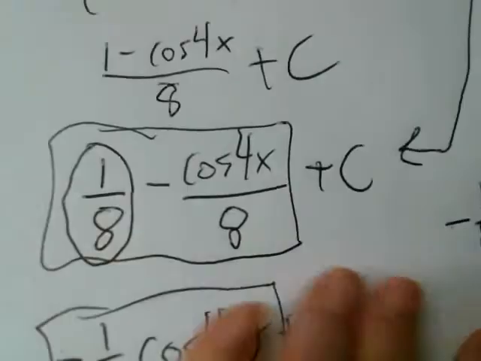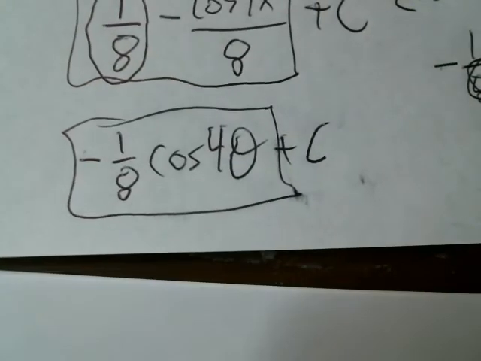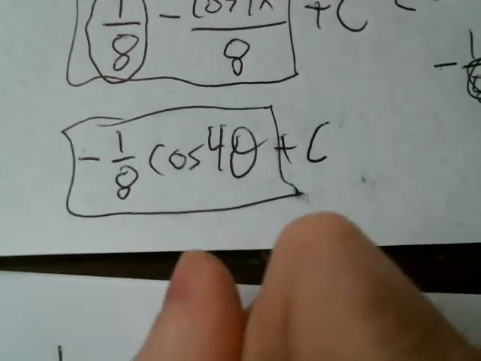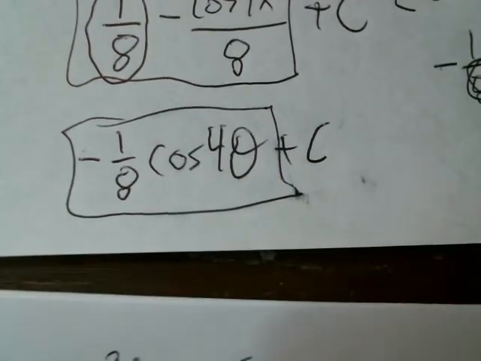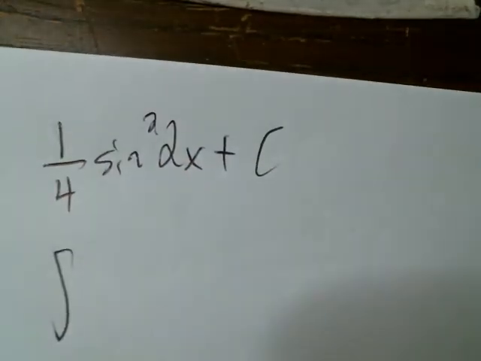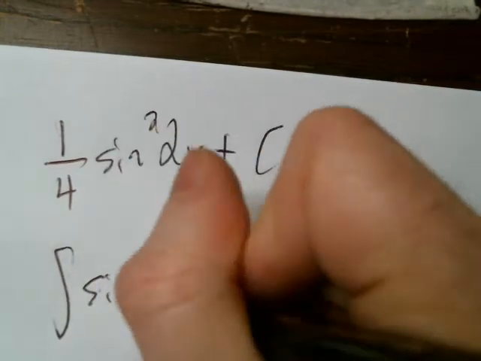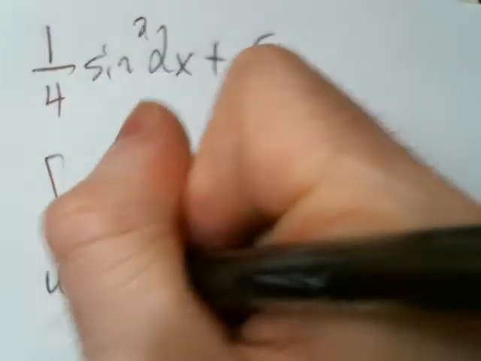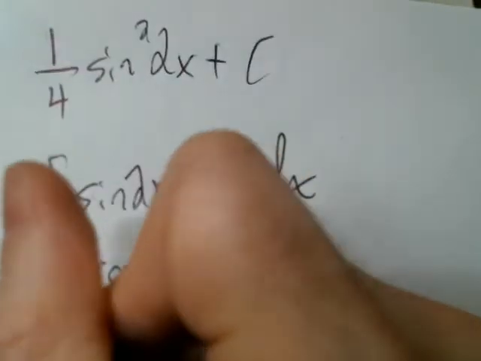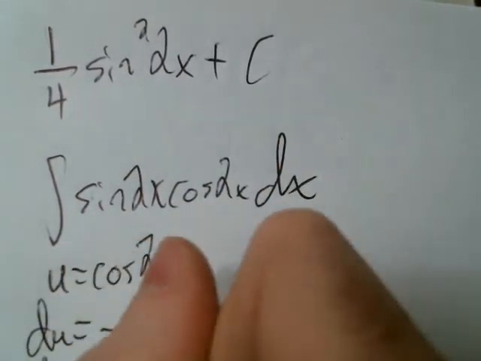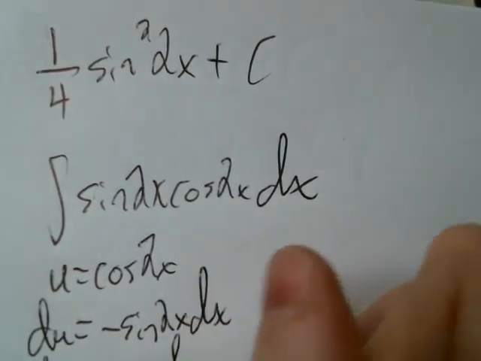Okay. There is one more answer then, which is probably a little easier to get at, right? So 1/4 sine squared 2x plus c is more closely related to this other one. So what was the other way to do this integral? So I have an integral of sine 2x cosine 2x dx. And this time just do a u sub on cosine. So u is cosine of 2x. du is negative sine 2x dx. And so dx is negative du all over sine 2x.